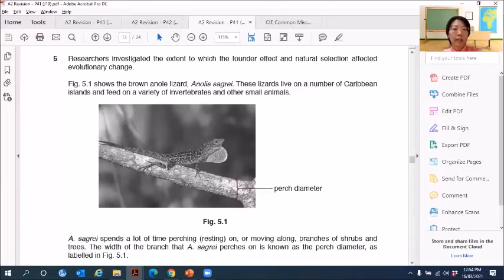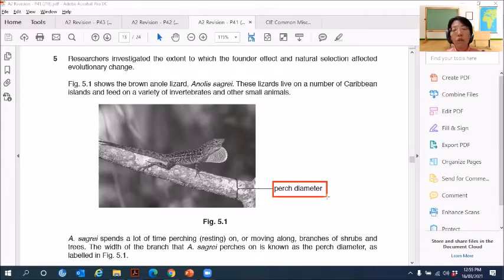This question says that there's a lizard. If you look at the picture here, the length of the hind leg will determine the size of the perch diameter. Perch means they are sitting on or resting on the tree branches, so they have to actually move around on the tree branches.